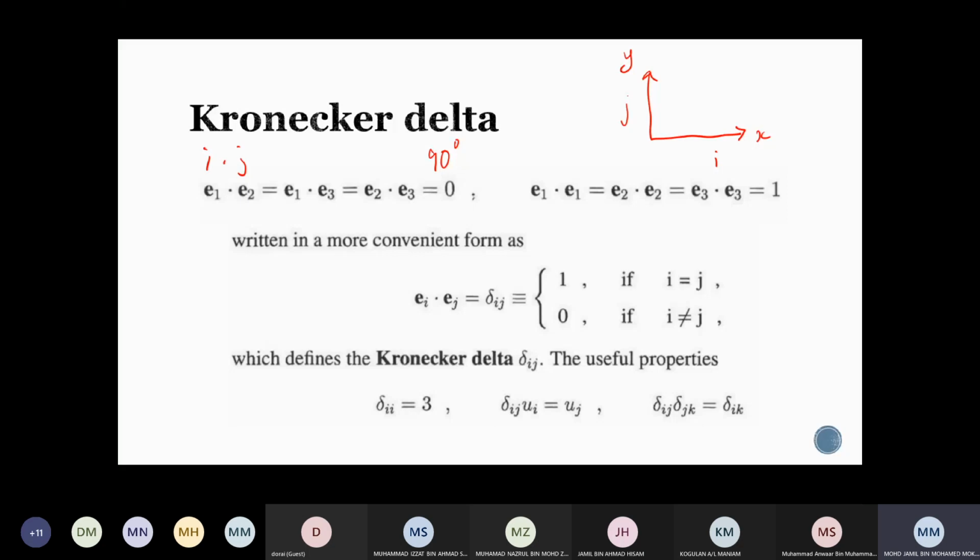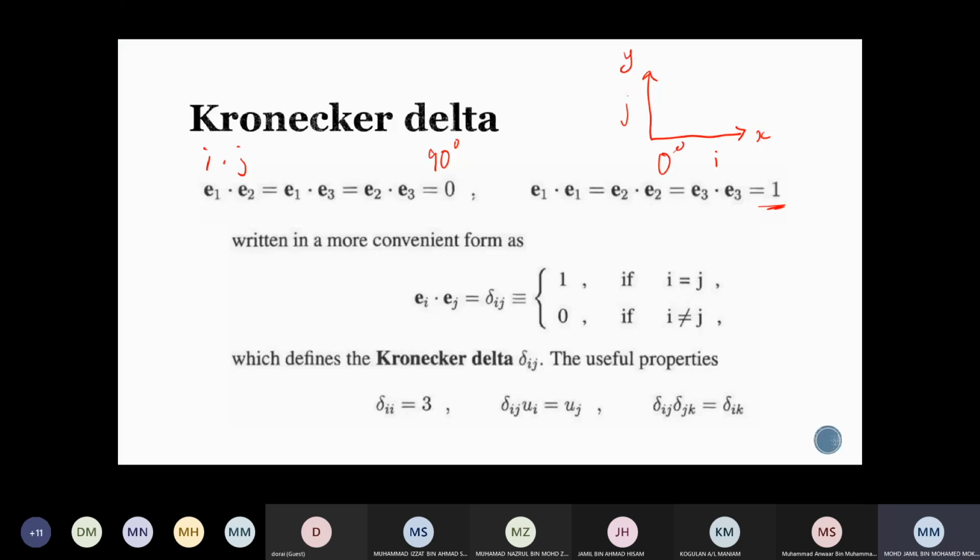Okay, so when you encounter E1 dot E1 or i dot i itself or E2 dot E2 or E3 dot E3, you get 1. Okay, because the angle is 0.